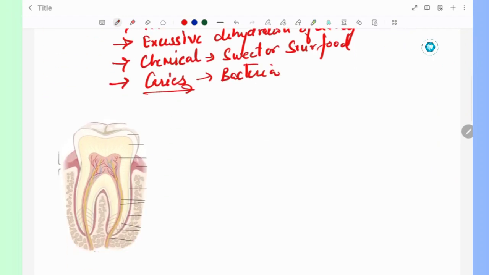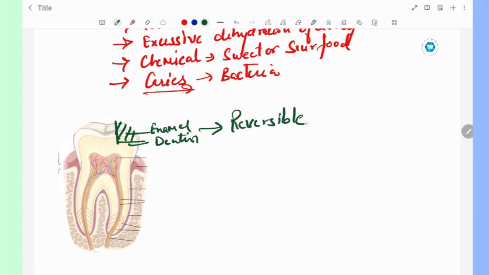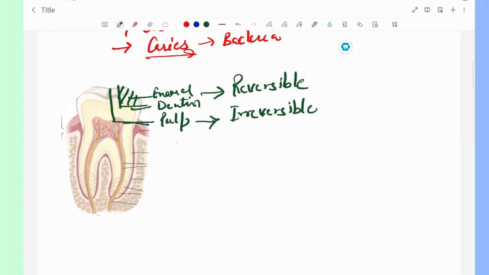So when the caries are limited to the enamel and the dentine, then the pulpitis is reversible. But if it involves the pulp, then the inflammation becomes irreversible. Talk about the symptoms of the reversible pulpitis.